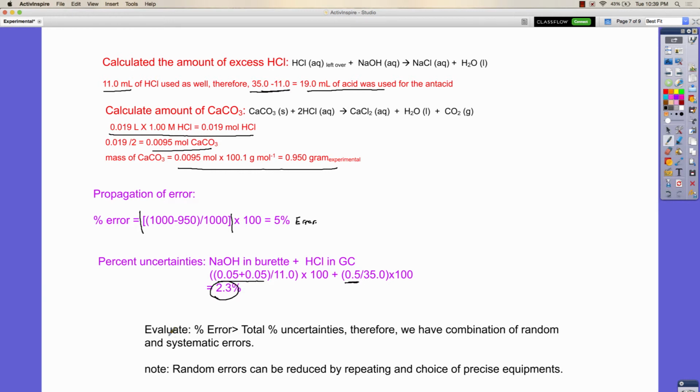In this case also, since percent error is bigger than total percent uncertainty, then we have a combination of random and systematic errors. One more time, random errors can only be reduced by repetition of the trials and also upgrading the precision of the equipment.